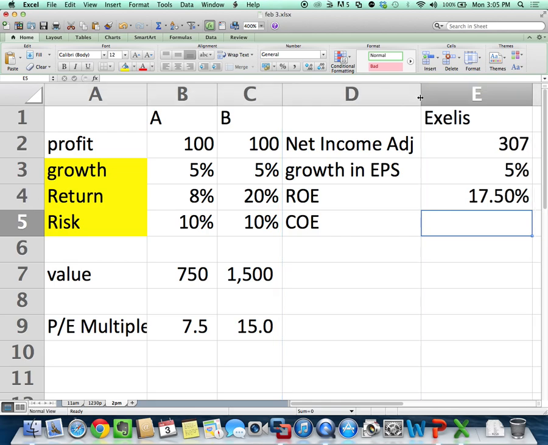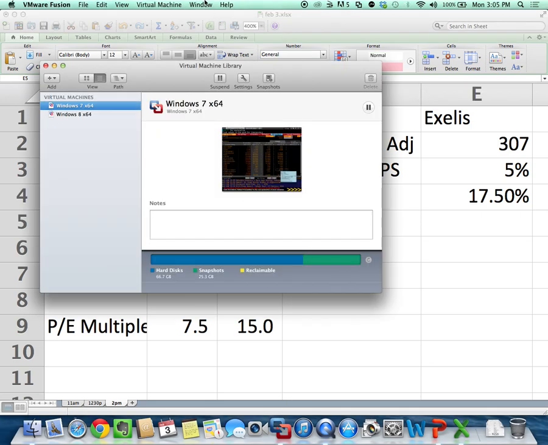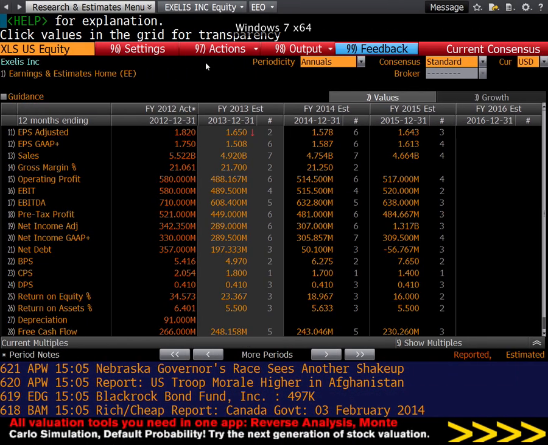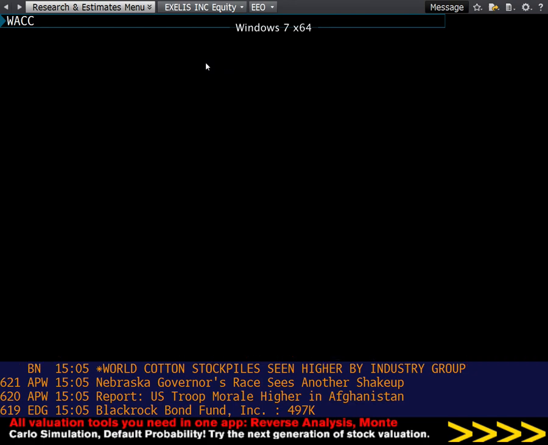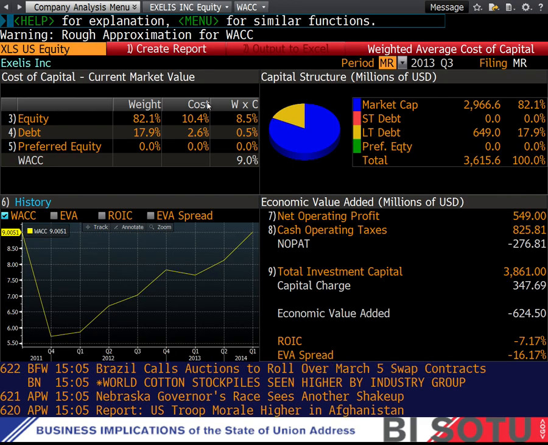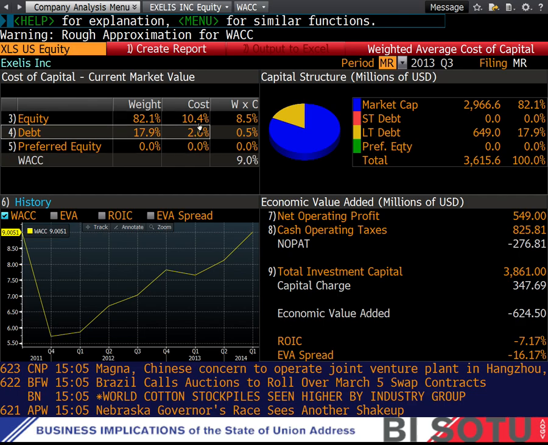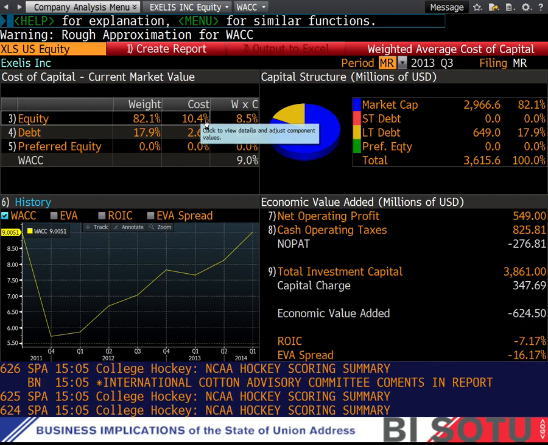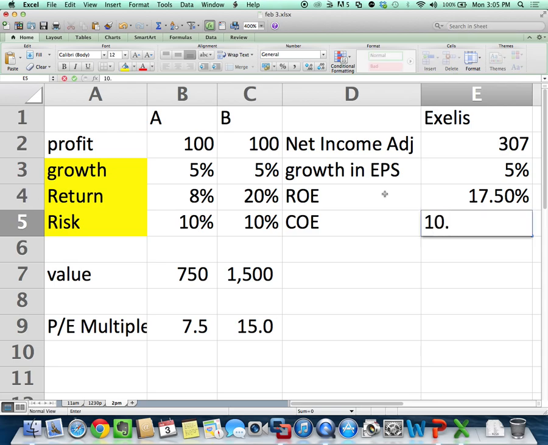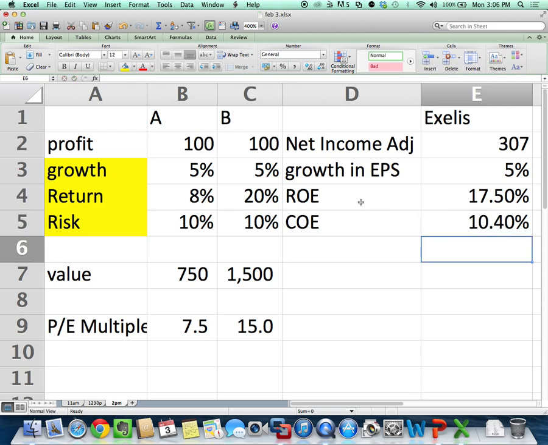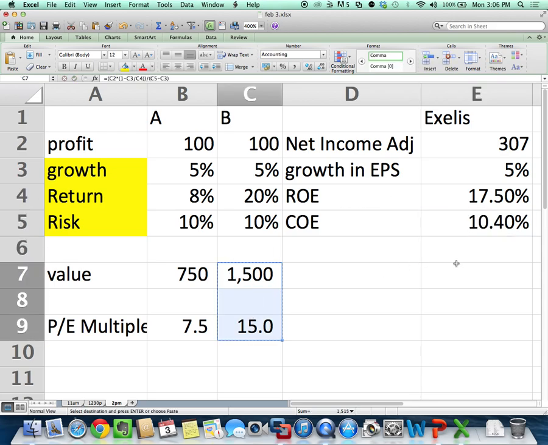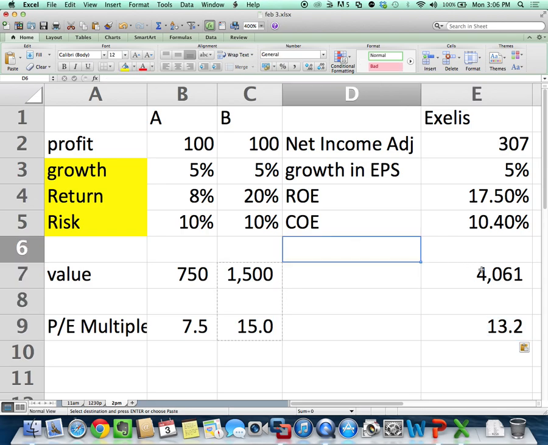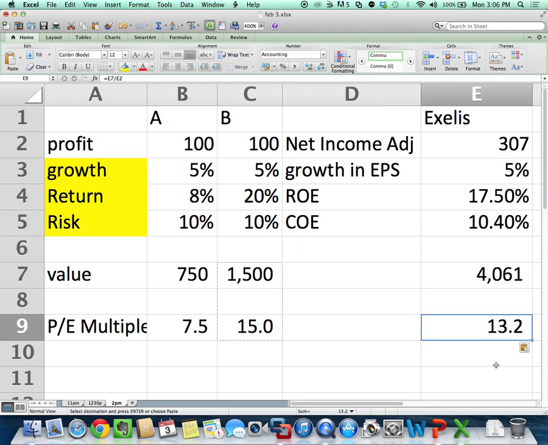Cost of equity. Using CAPM, I can go to the WACC screen in Bloomberg, and using CAPM, cost of equity is 10.4%, as opposed to the weighted average cost of capital, cost of debt and equity, 9%. So I'm going to discount these cash flows at the cost of equity, 10.4%. Using our model, with that data, the model would say this company is worth $4 billion and should trade at a PE of 13.